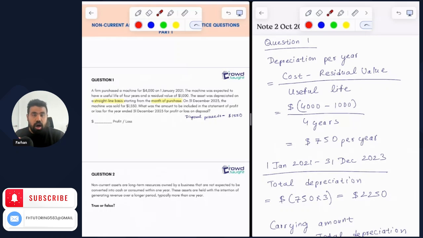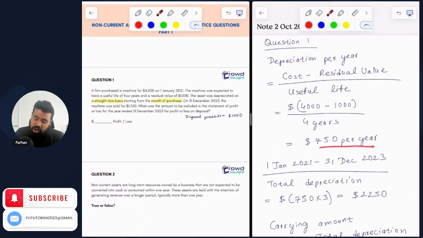Since we are given the cost, the residual value, and the useful life, to find the depreciation on an annual basis, you take the difference between the cost and the residual value, and then divide by the useful life. The cost is $4,000, the residual value is $1,000, and the useful life is 4 years. Once you do the calculations, you get a depreciation of $750 on an annual basis.